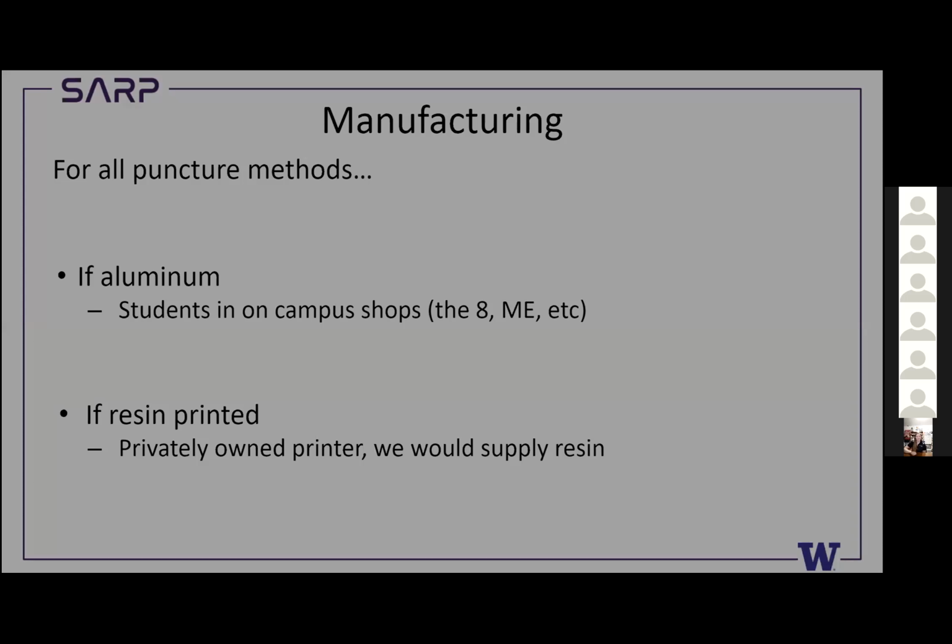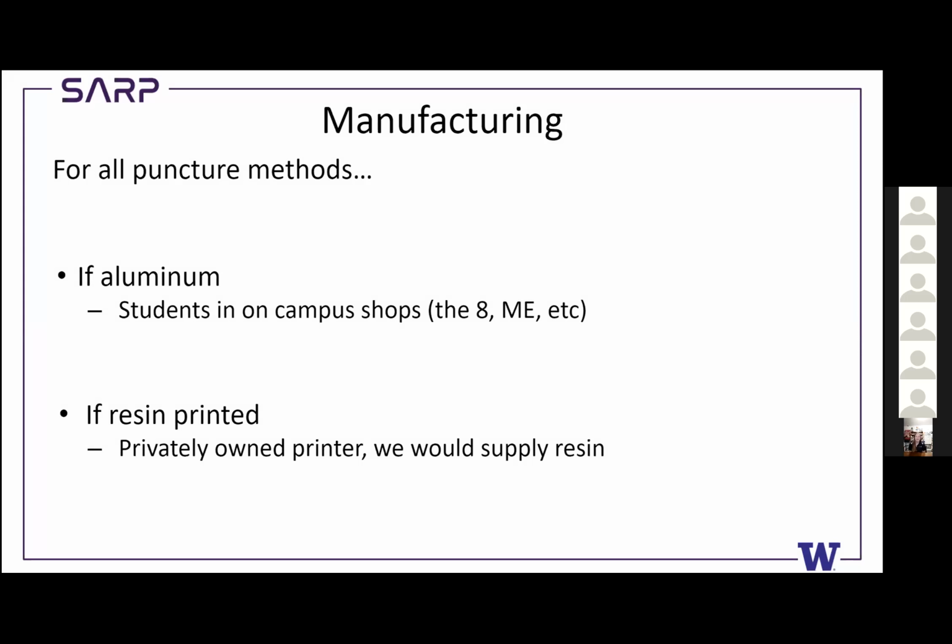Next slide. For manufacturing, if whatever we make is aluminum, it will be manufactured by students in on-campus shops at the 8 or the ME shop. But if it's resin printed, I have a friend who has a printer that we would be able to use for that.